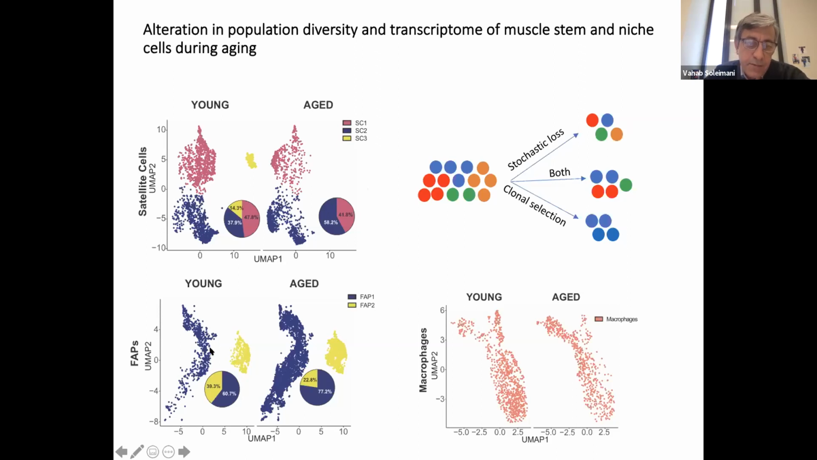Whereas with FAPs, for example, we could clearly define two populations of fibroadipogenic cells, this yellow and blue populations. And interestingly, both FAP populations increase in aging. So in contrast to the muscle stem cells, which follow this unique pattern of clonal loss, there is a general increase in the FAP population. Not much of a difference in terms of cell number between macrophages, except for, as I mentioned, that subtle phenotypic switch between those two populations. So from this analysis thus far, we clearly see that the population dynamic of satellite cells is quite different from the FAPs and macrophages as the mice age.